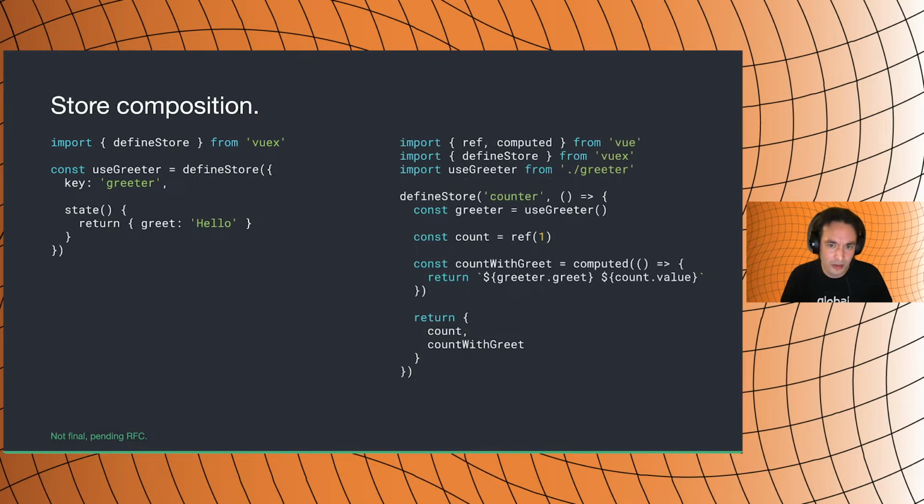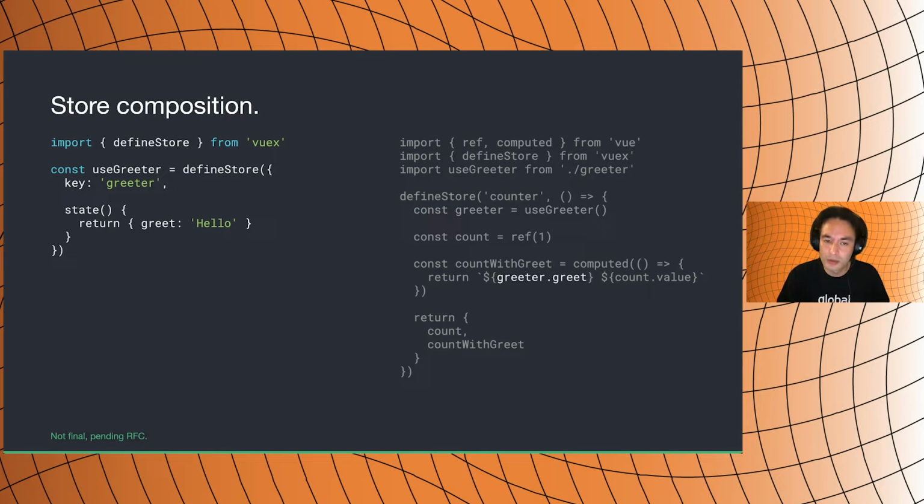Now, what about in a composition API store? This is how it would look using another store inside a composition store. Unlike options API, you may just simply call the useGreeter method inside the callback function. You can see it over here. Instead of having a use property or anything, you could just call useGreeter and that's it. And you can just reference it anywhere inside the store callback function.